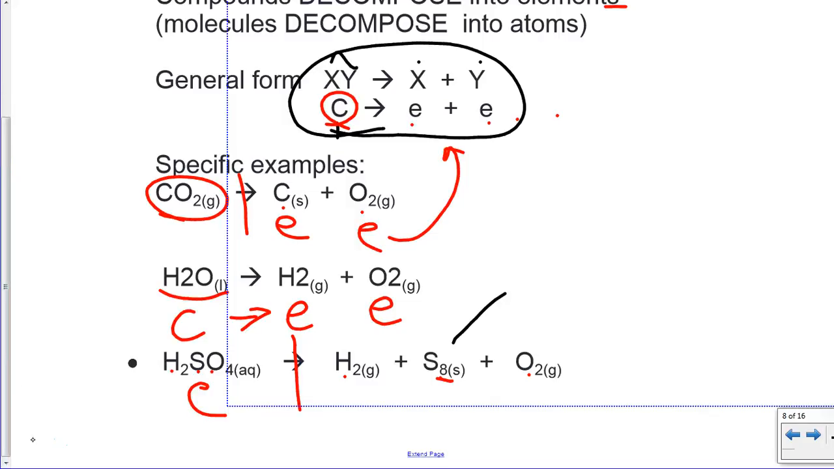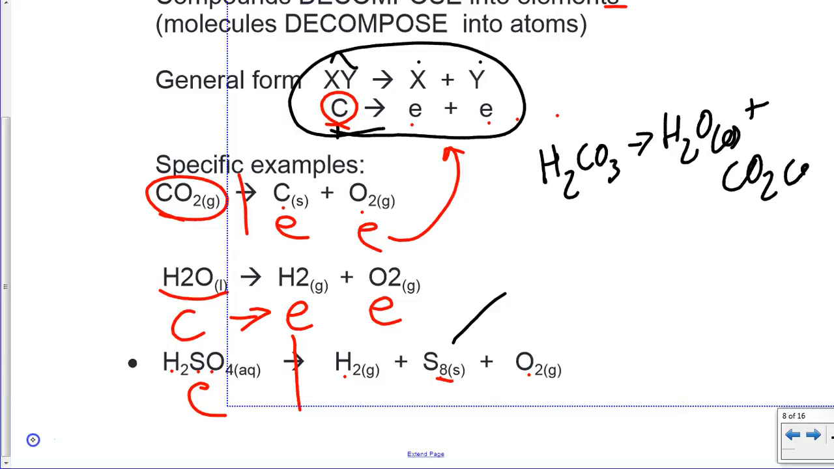Now, I want to give you guys one very common trick question. If we have a reaction formula that says H2CO3 becomes H2O, liquid, sorry, that's a really sloppy L, and CO2 gas, is this a decomposition? Well, many students will start looking at this, they'll draw their line, they'll look at the reactant, it's a compound, and they will say that this is a decomposition.